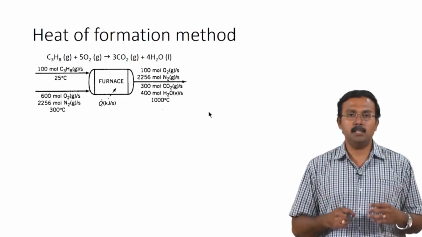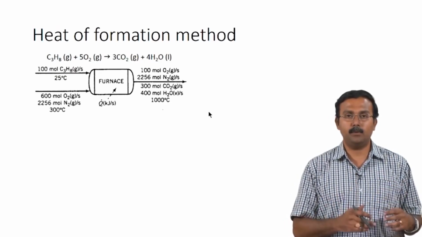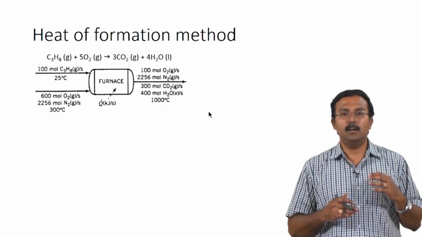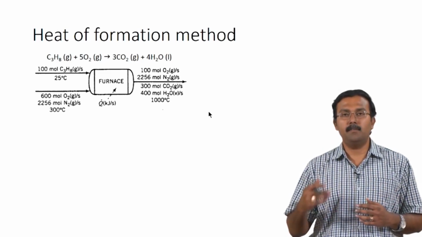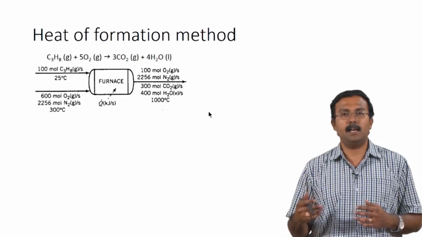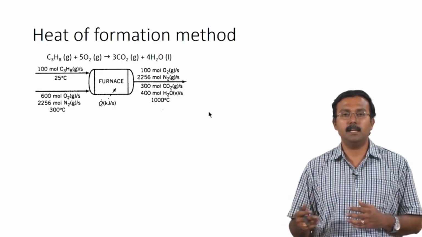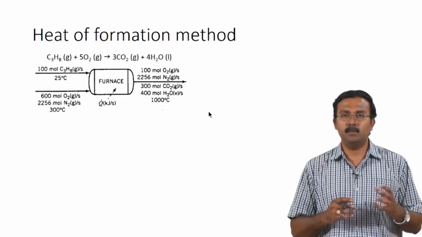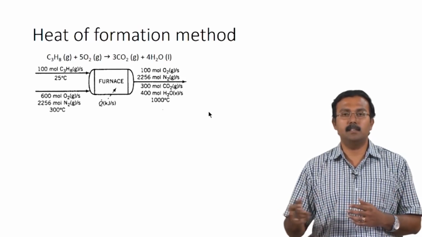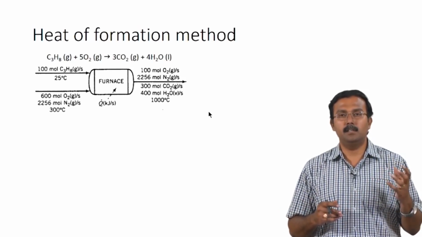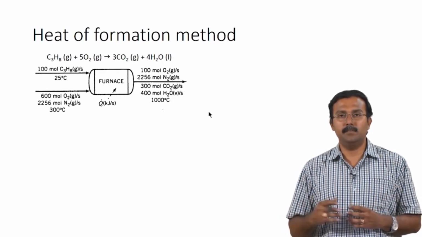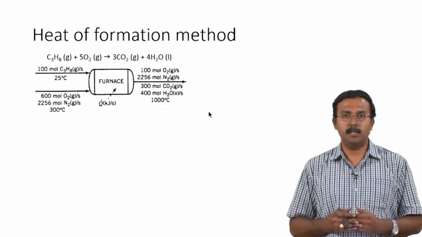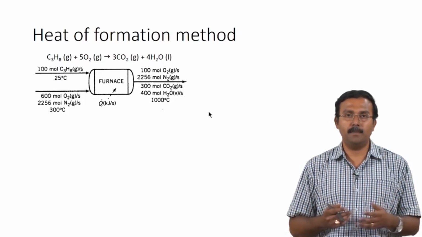In the process, we have propane gas entering at 25 degrees Celsius and oxygen and nitrogen entering at 300 degrees Celsius. You have an exit gas which contains unreacted oxygen, 100 moles per second, and nitrogen which is just coming in and going out as inert gas, and you have 300 moles of carbon dioxide and 400 moles of water leaving the system. For this particular system we had used the heat of formation method.